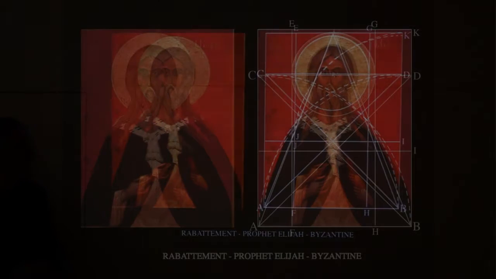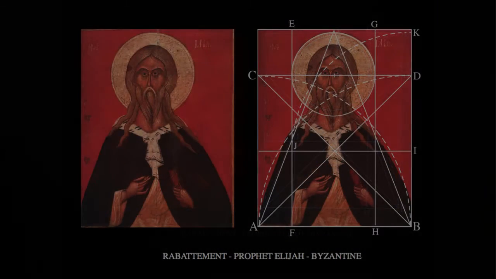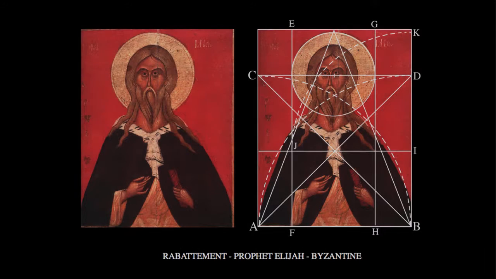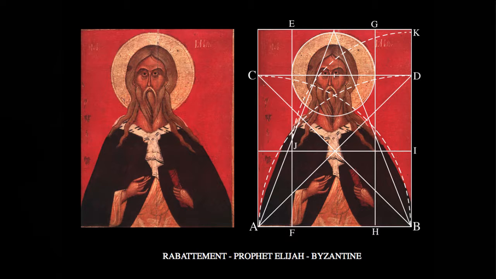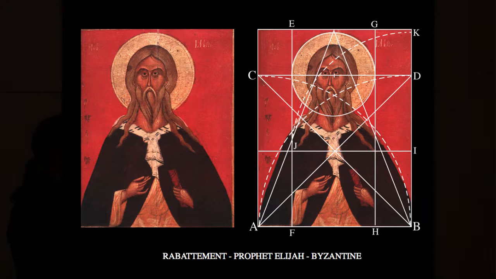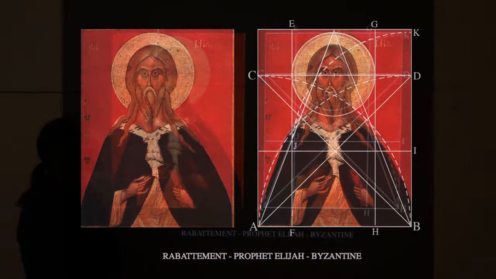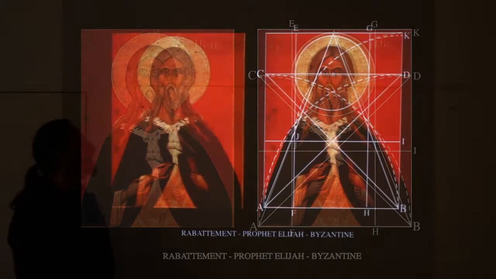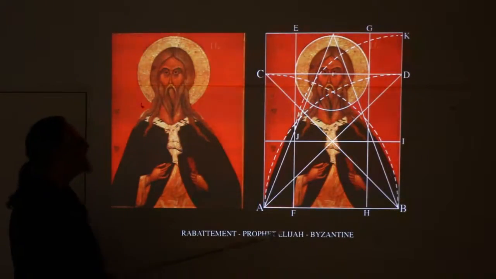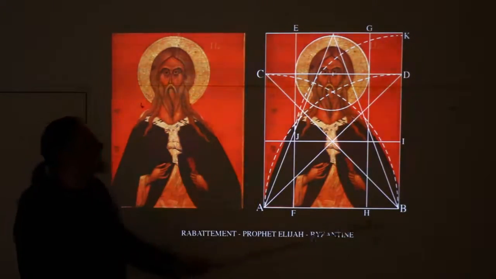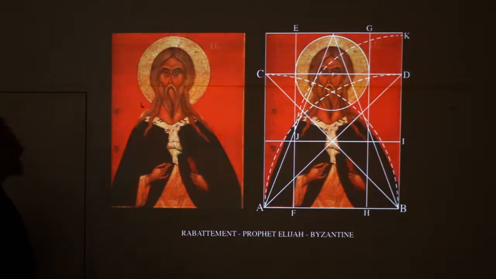Let's jump back in time to the Byzantine period. And the reason why I'm doing this is to establish a very simple principle which will then show itself again and again throughout art history. It's called the rabattement in French, which we use in English, or we can call it the infolding of the line. You have a rectangle, and you want to make a square within that rectangle.